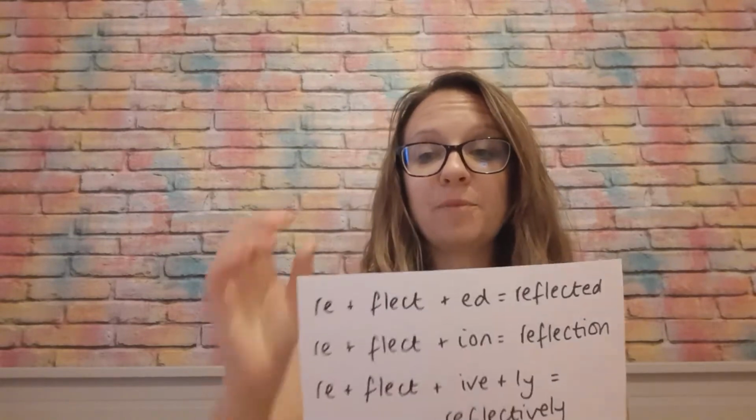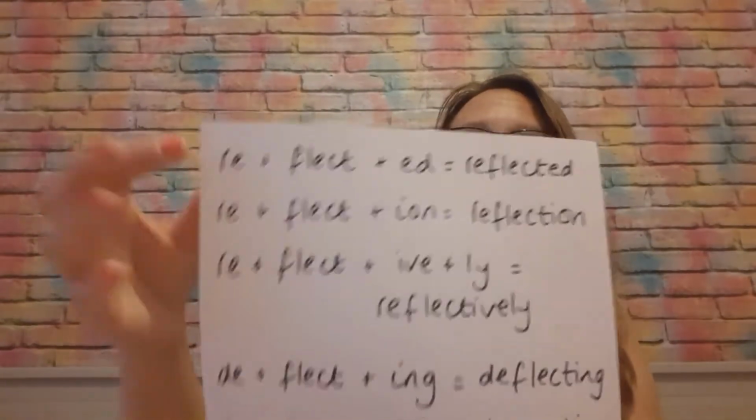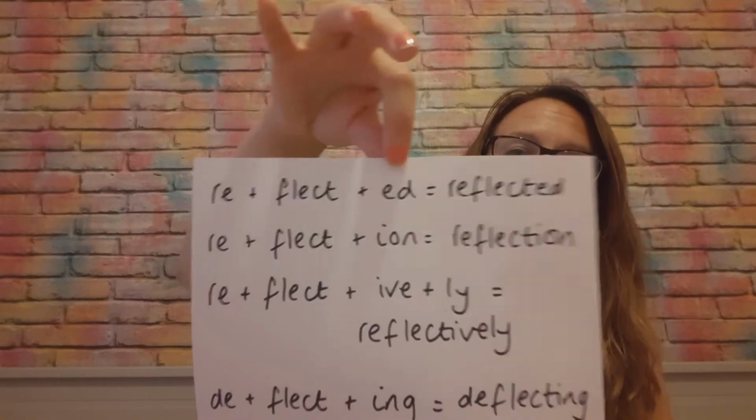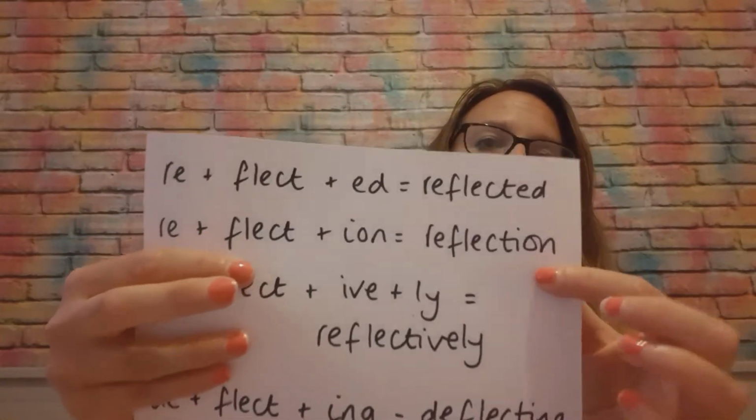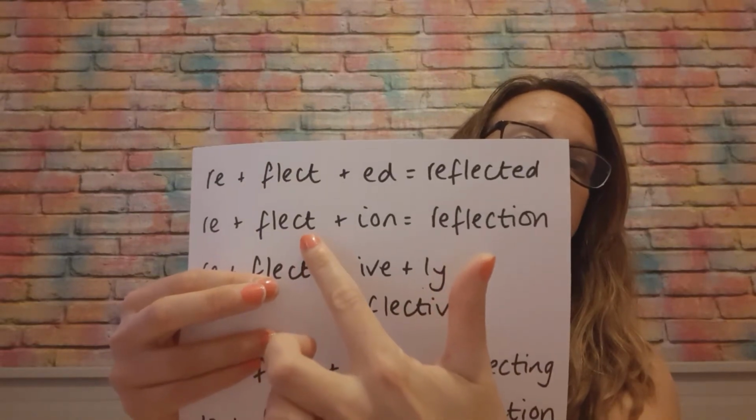Okay, so re, remember, means back or again. So if you think of a reflection, it is actually to do with that light bending back off something else. So your reflection in the mirror is actually the light coming back, bending back at you. So that's where that comes from, because the re is the back, okay, back or again. So we've got reflected, reflection, we've got that shun, which is a T-I-O-N, because the flect ends in a T.